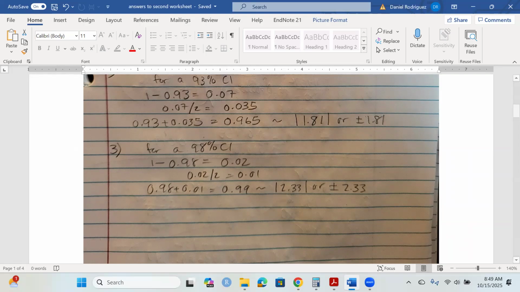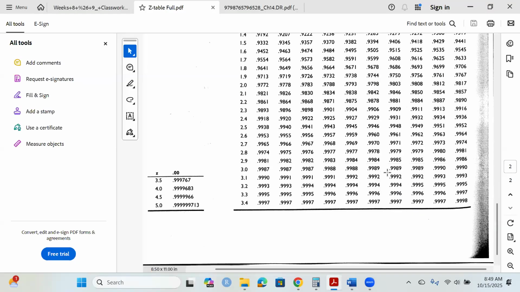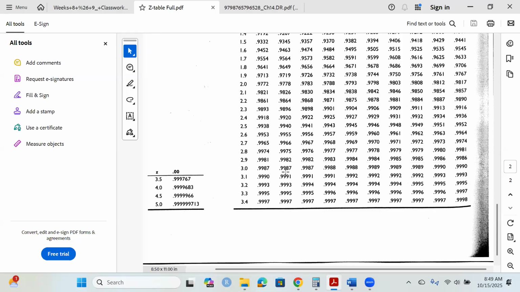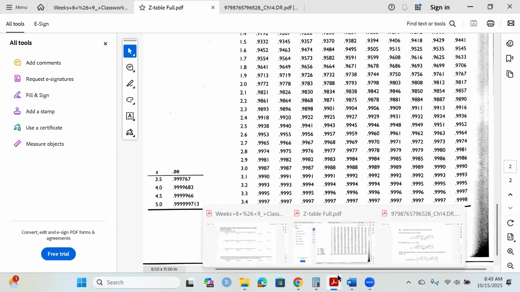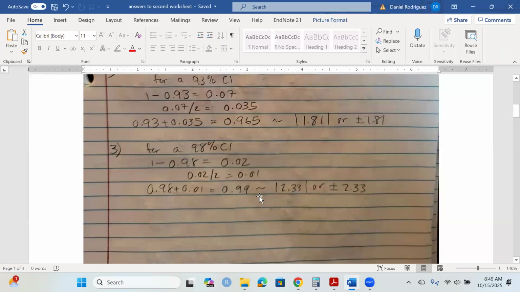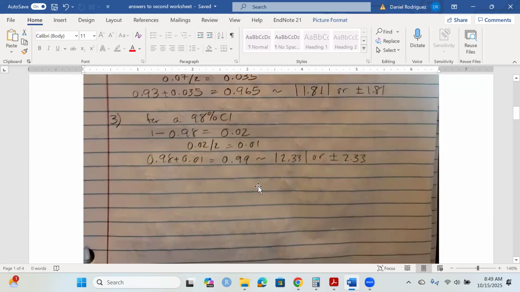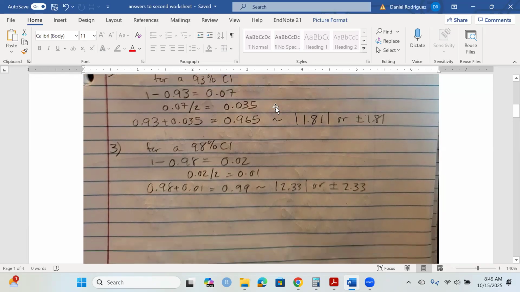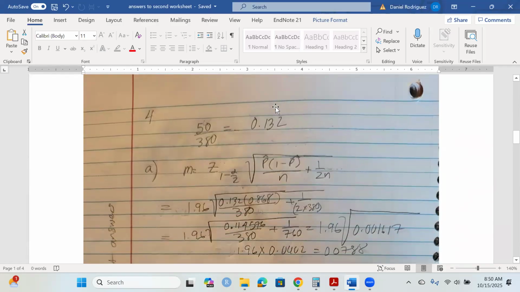Again, we look for 0.99 in that table. Where's 0.99? So it's like right here. 0.99, so 2.3 something. 2.33, is that what I said? Yeah, about 2.33. Okay. Again, that's absolute value. And I put this symbol here, all these symbols mean approximate because I'm using a table and I can't be perfect in the table.